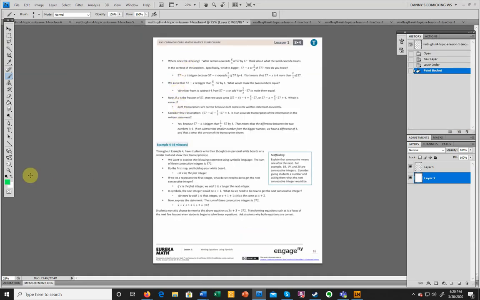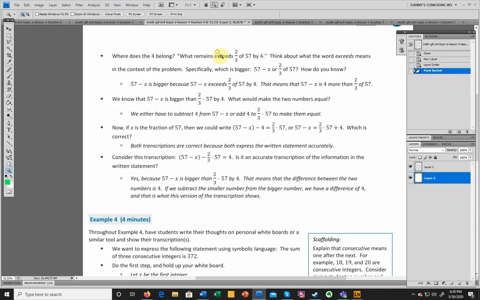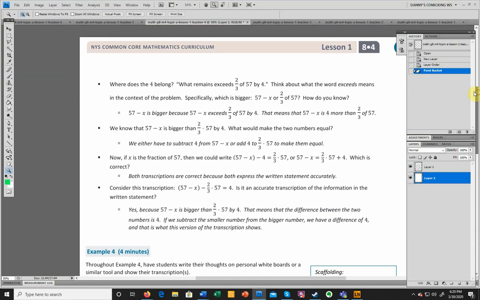So where does 4 belong? What remains exceeds 2/3 of 57 by 4. So the word exceeds means it's more than. So, the alligator always eats the big number. That means greater than, this is less than, or sorry, excuse me. This is less than, greater than.